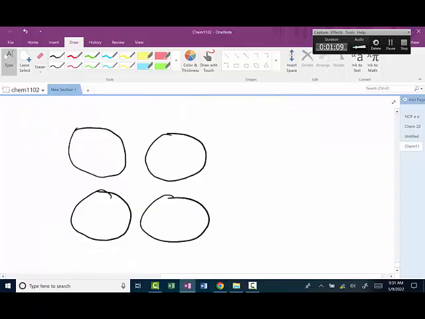I've drawn 4 atoms here, and we're going to look specifically at neon, just because it's easy. Neon has 10 protons and 10 electrons, and we know that the protons are in the middle, and it has 10 electrons scattered about. Now, I'm going to put 5 on each side. 1, 2, 3, 4, 5. 1, 2, 3, 4, 5.